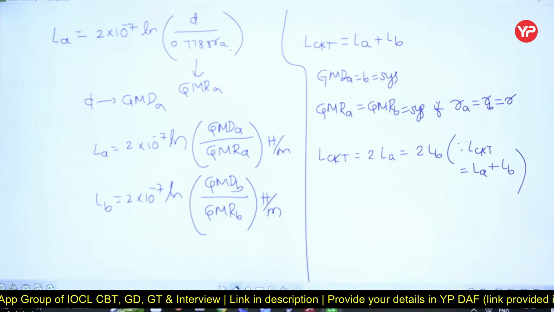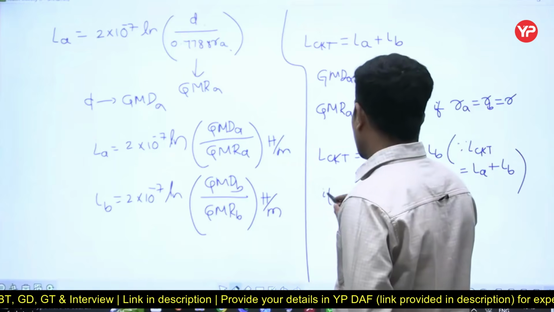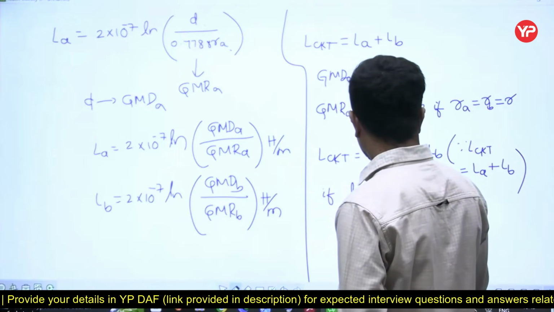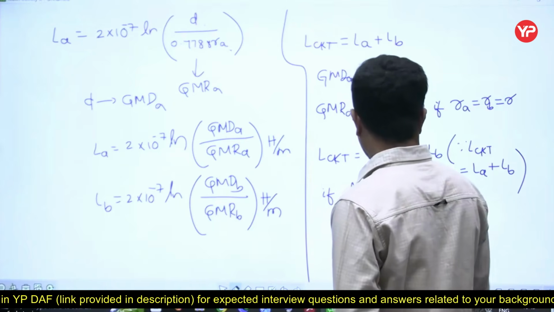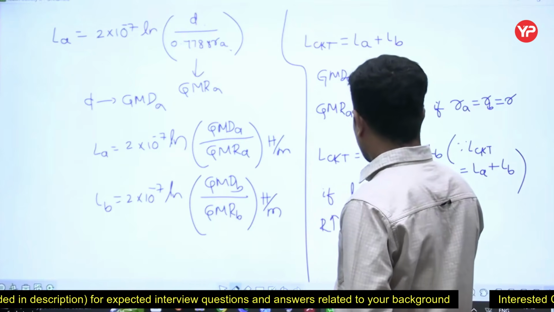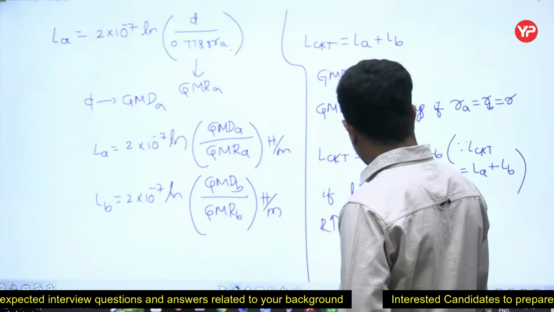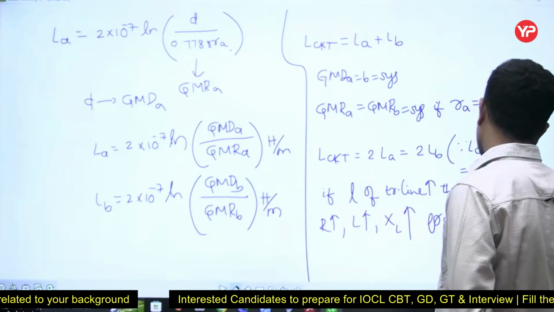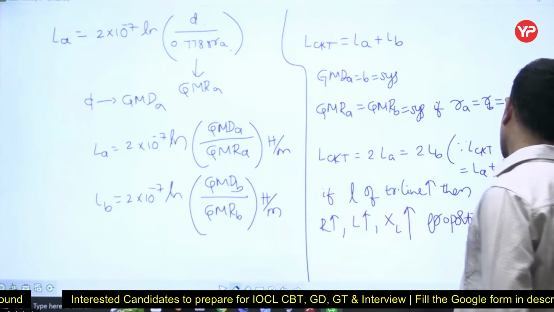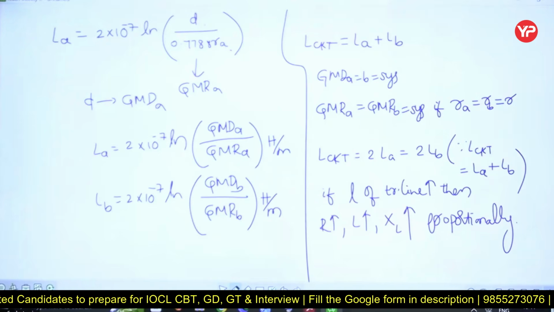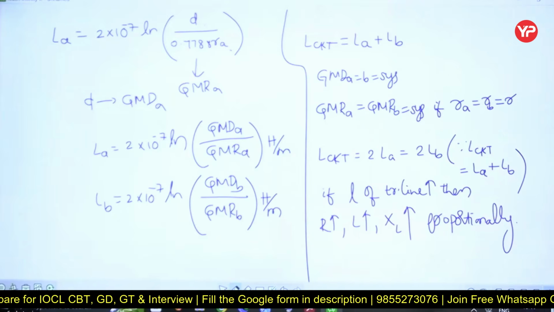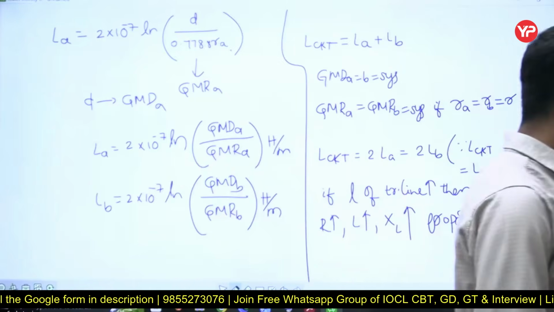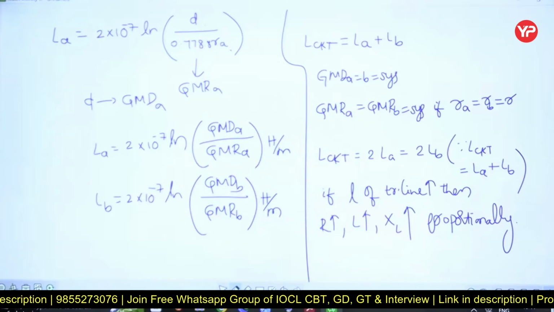Now, if length of transmission line increases, then resistance increases, inductance increases, inductive reactance increases proportionally. Why proportionally? Henry per meter. If number of meters doubles, obviously inductance will double. Inductive reactance also will get double. Am I clear here? All of you. Shreya?